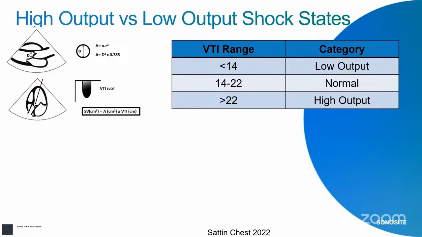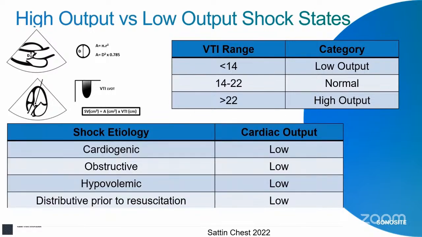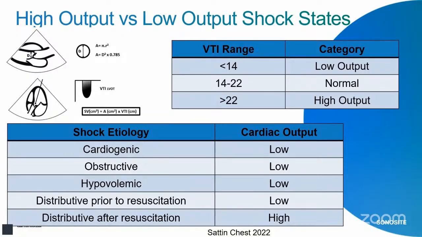The challenge here is when we think about all of our forms of shock, cardiogenic shock, obstructive shock, hypovolemic shock, and distributive shock prior to resuscitation, these should all be low cardiac output states. But the difference is that once you've resuscitated a patient with distributive shock, they go into a high cardiac output state. They have shifted, if we think back to those original couple slides, from a space of inadequate blood delivery to tissues to now there's adequate blood delivery, but unfortunately the cellular mechanisms or the microcirculation has been poisoned.